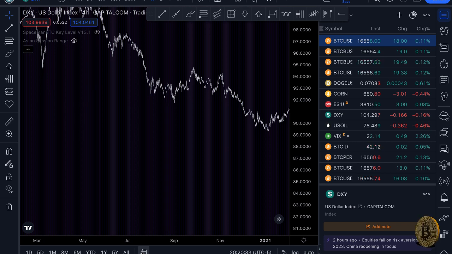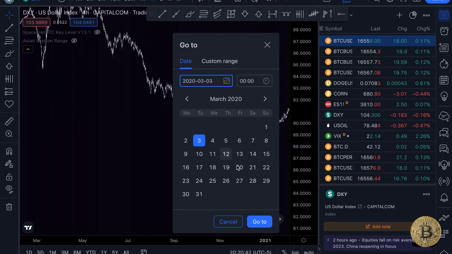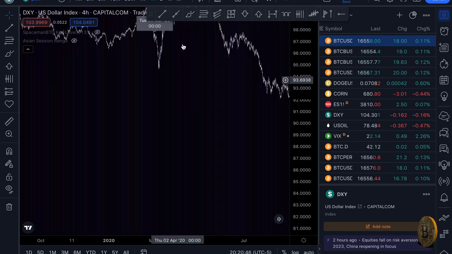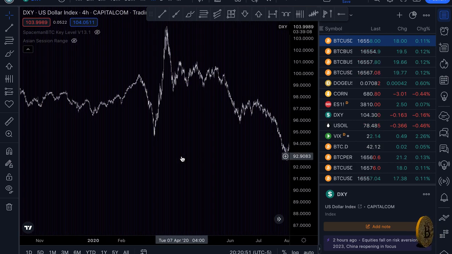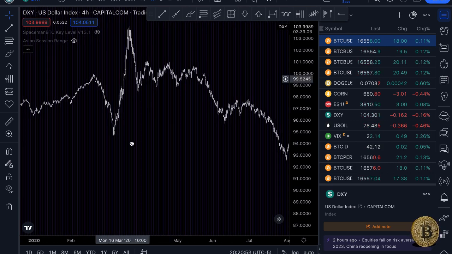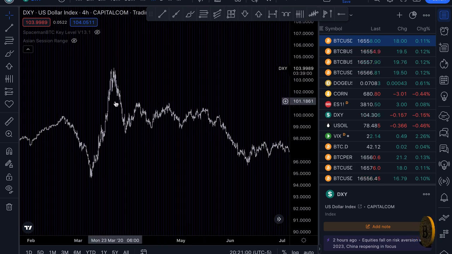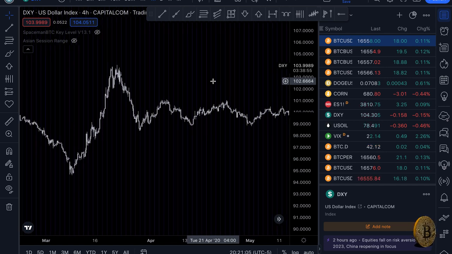I should start using this, shouldn't I? So we'll go to March 2020. Okay. Because it's an inverse chart, we've got a pump on the COVID dump that happened across equities and all asset classes, essentially.